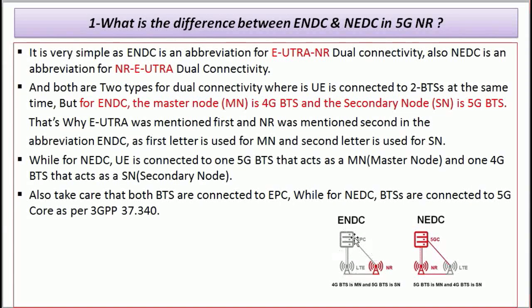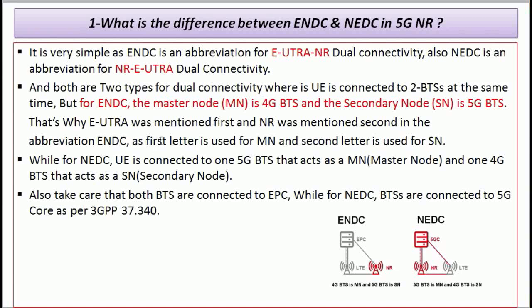Here you can see in this diagram, this is the ENDC, and on the right you can see this is the NEDC. In ENDC, the master node is LTE and the secondary node is the 5G BTS, and in NEDC the master node is NR and the secondary node is LTE. In ENDC we say EUTRA NR dual connectivity, and NEDC is an abbreviation for NR EUTRA dual connectivity.